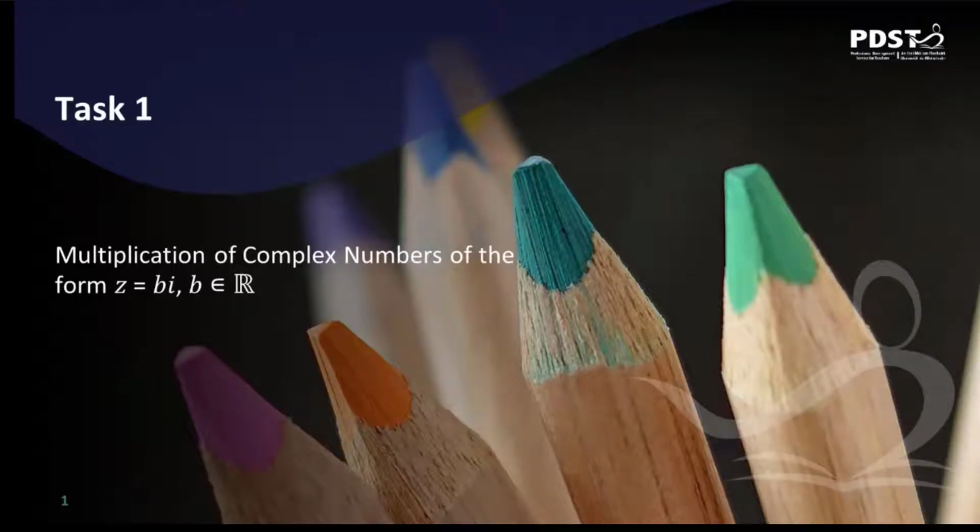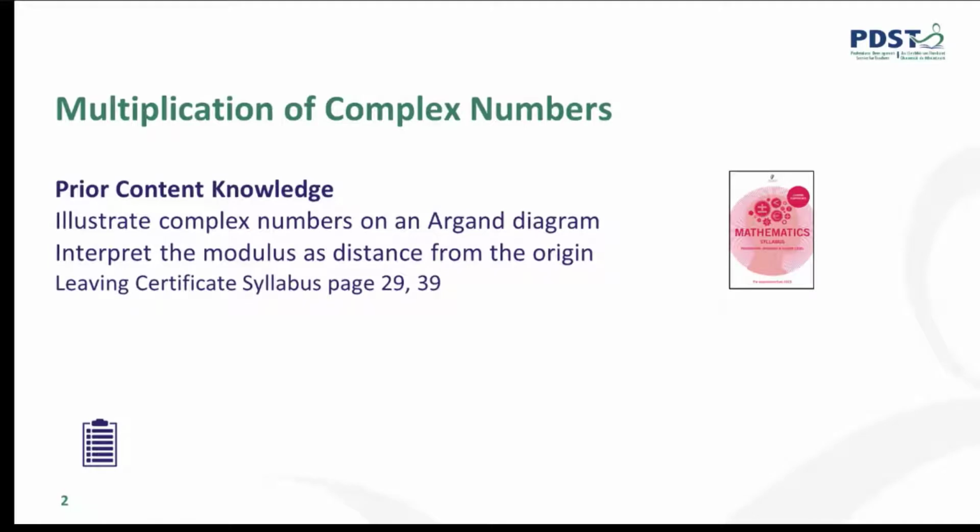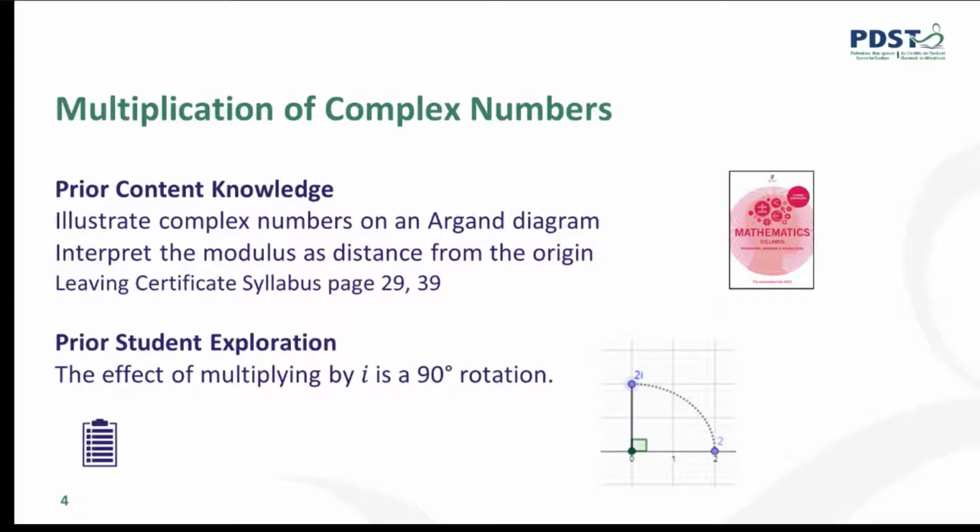So that we can think about blended learning in the maths classroom, we are going to look at an example activity to investigate the effects of multiplying complex numbers. Before seeing this task, students would have worked with an Argand diagram and explored the modulus and argument of a complex number. They would be familiar with the geometric view of number and understand that multiplying by i results in a 90-degree rotation.